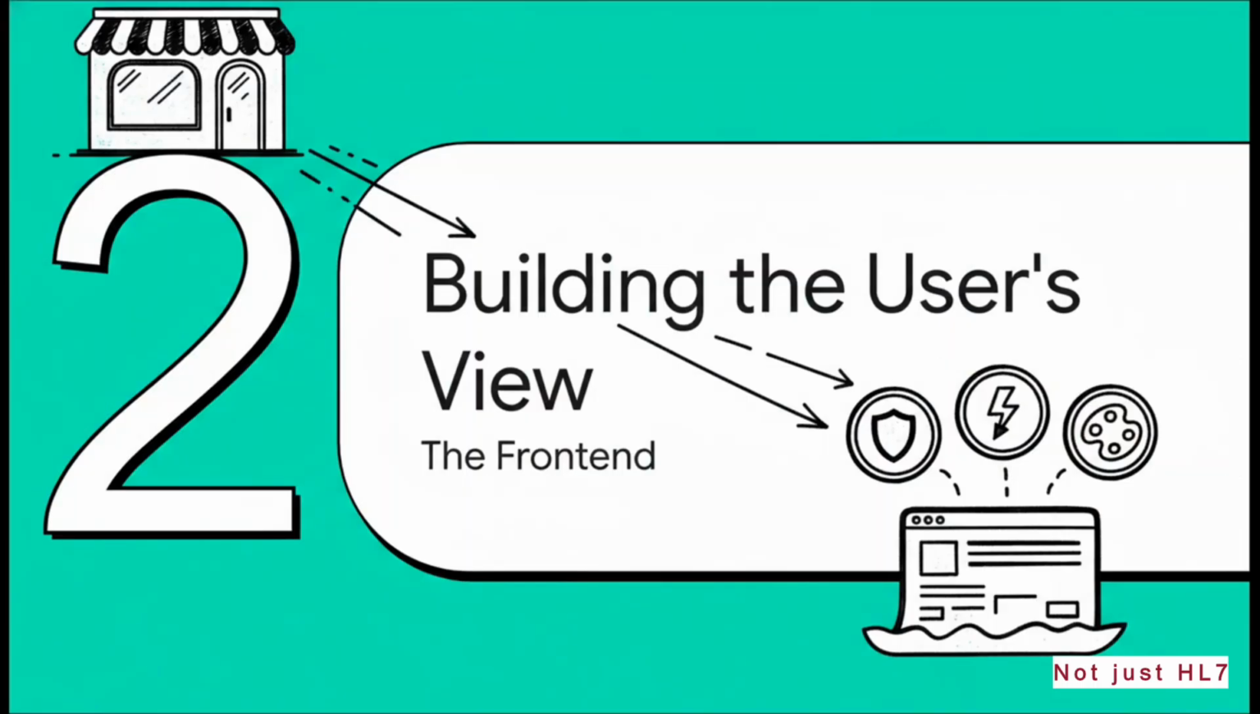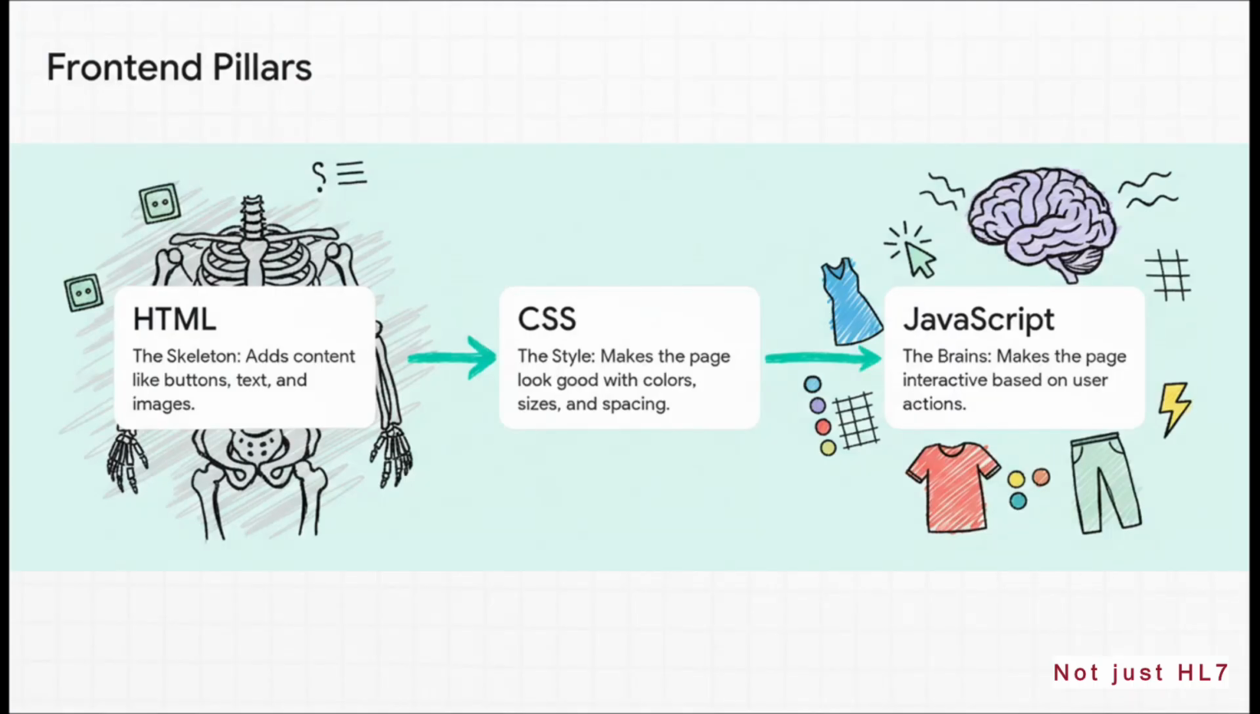So let's start in that storefront, the front end. This is the world you experience directly. And it's built using a trio of core technologies that work together to create literally every single web page you visit. These are the three pillars of the web. First up, you've got HTML. Think of this as the bare-bones skeleton of the page. It provides the structure and the content.